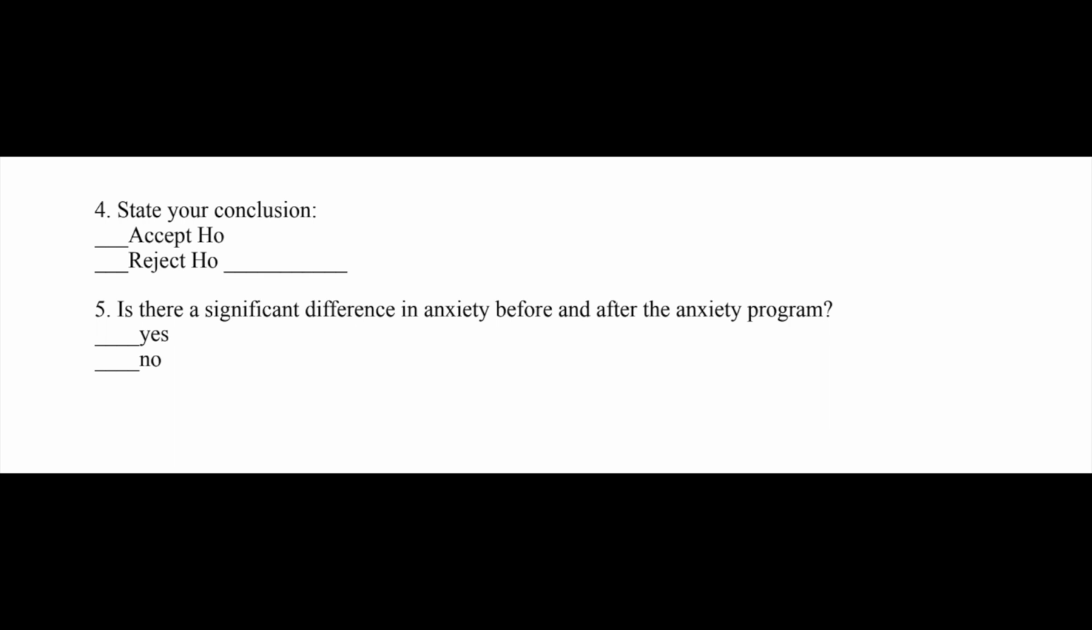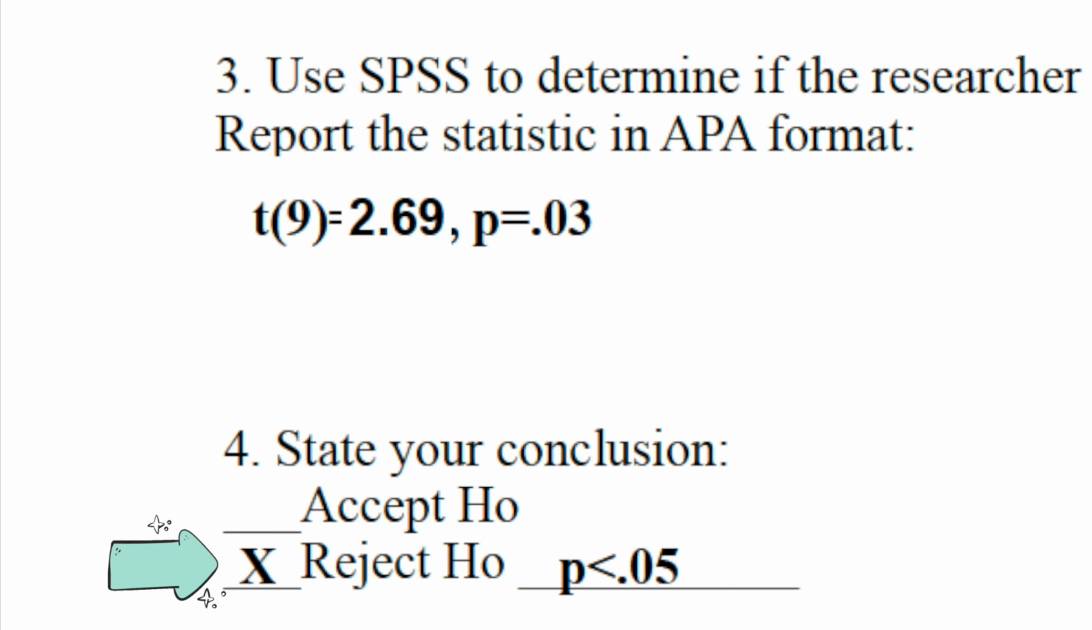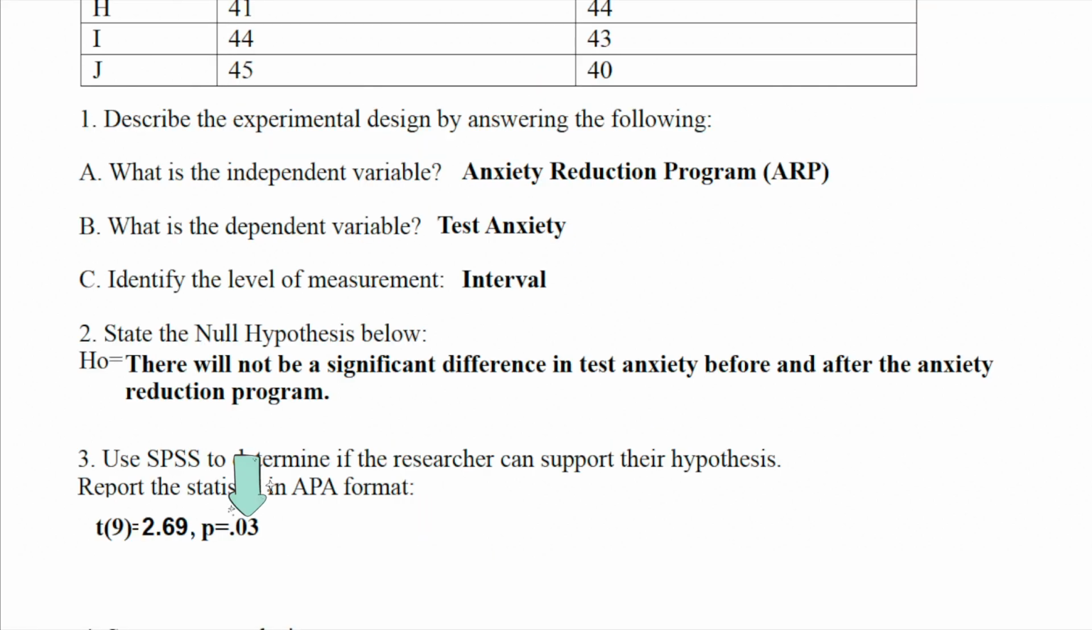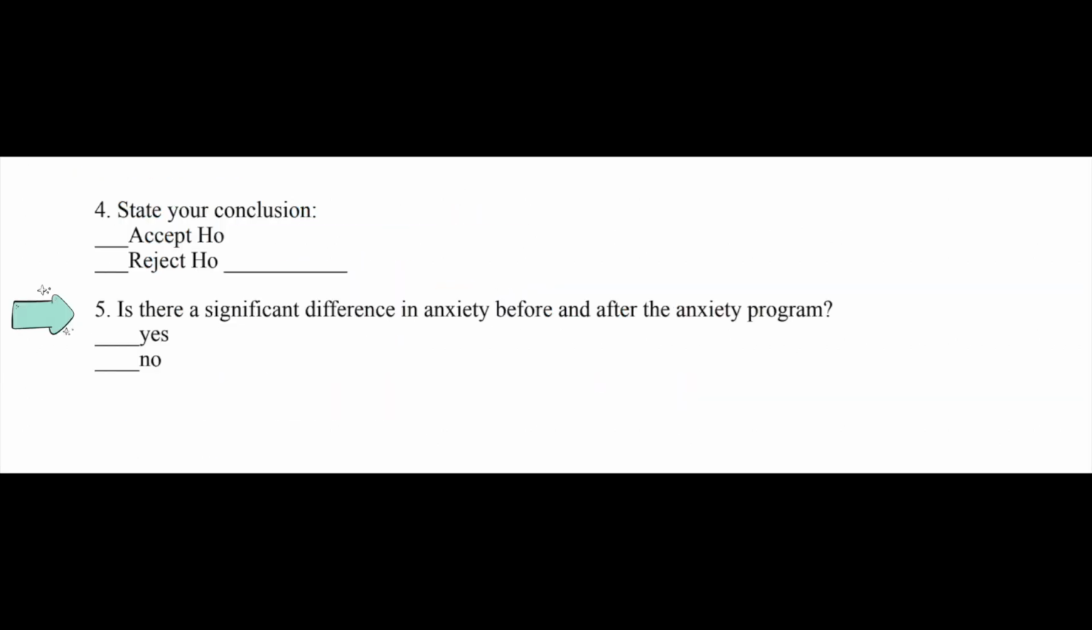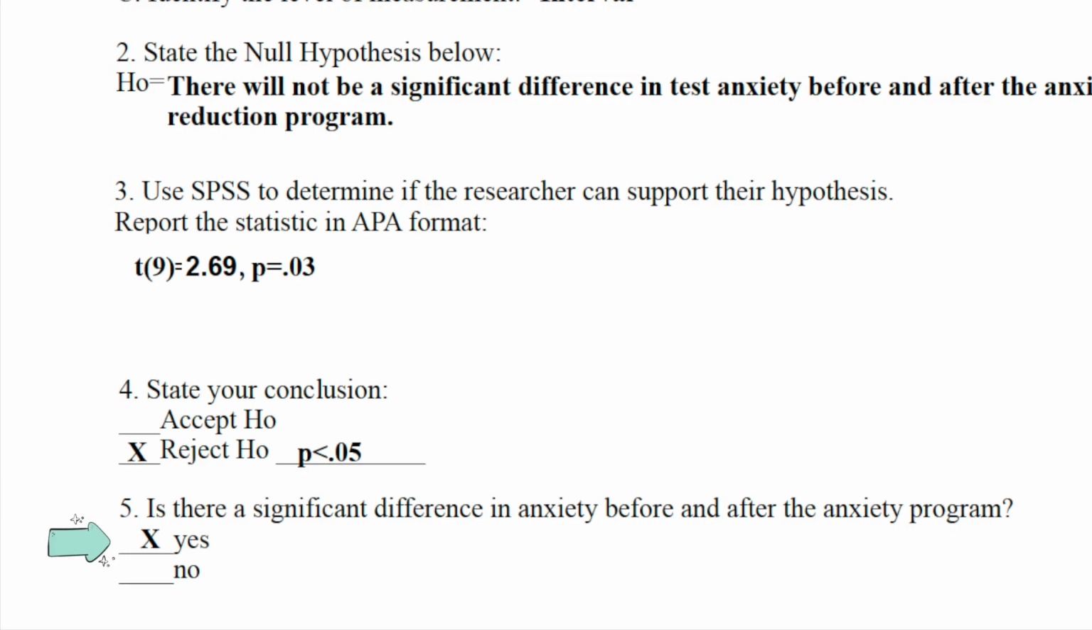All right, so now we're going to go ahead and state our conclusion, and it is going to be to reject H0 because of this p-value, or this significance level. It is less than 0.05, but not less than 0.01. So we're going to reject, p less than 0.05. Is there a significant difference in test anxiety before and after the anxiety program? And the answer is yes. Whenever we reject H0, the answer to that question is yes. Okay, so go ahead and do the second one on your own.